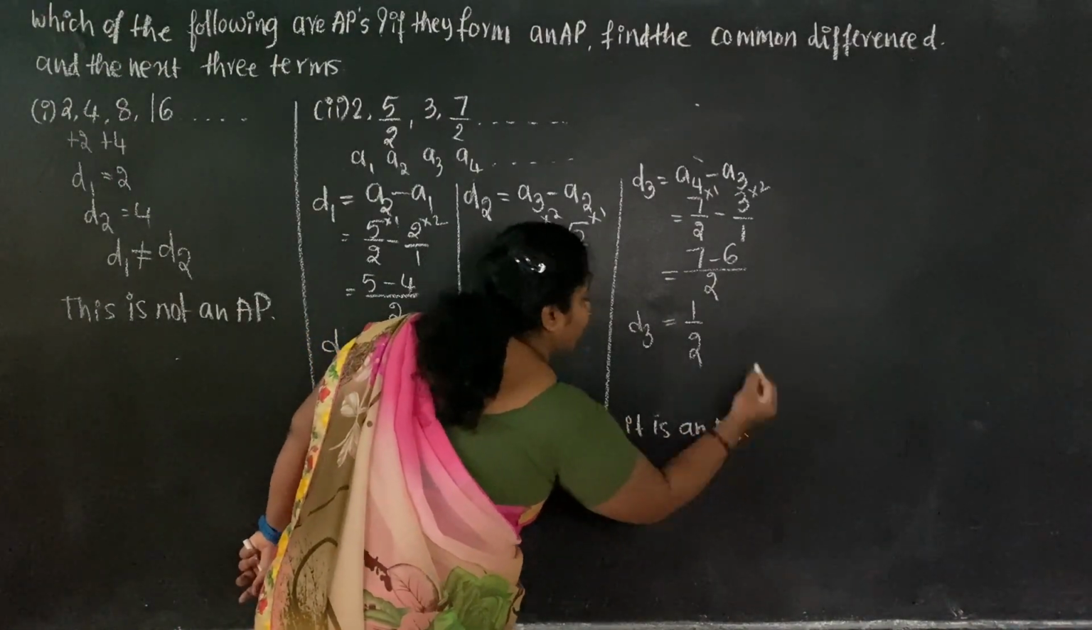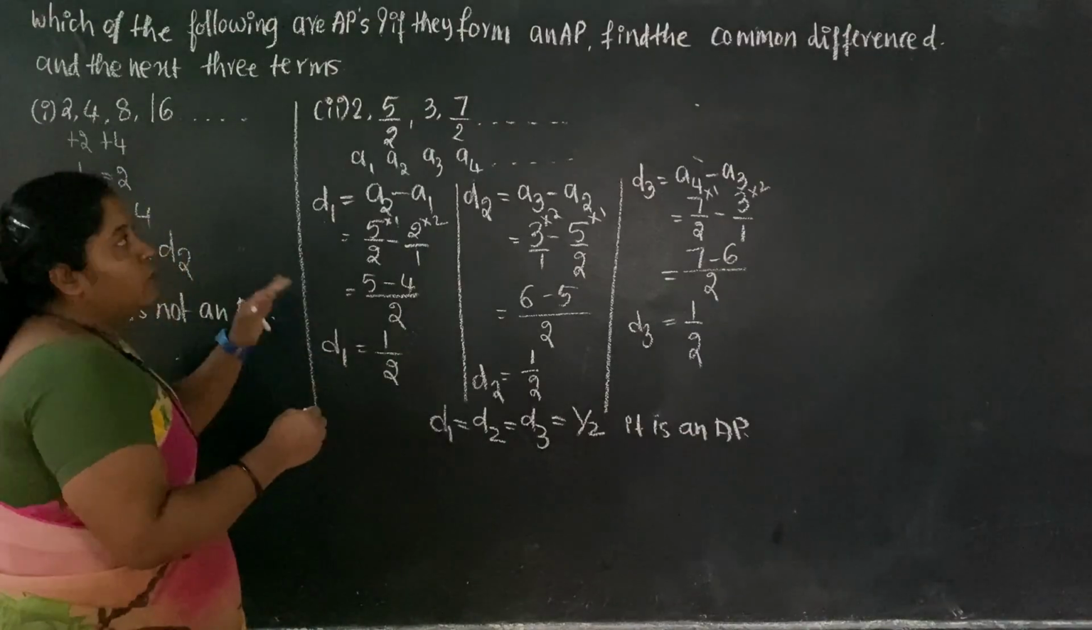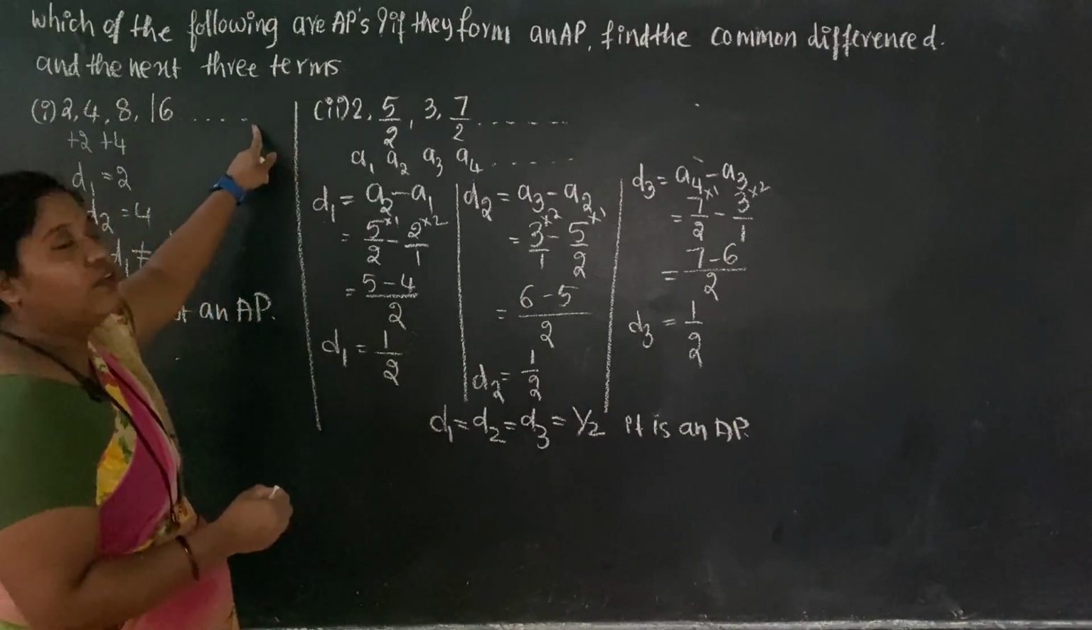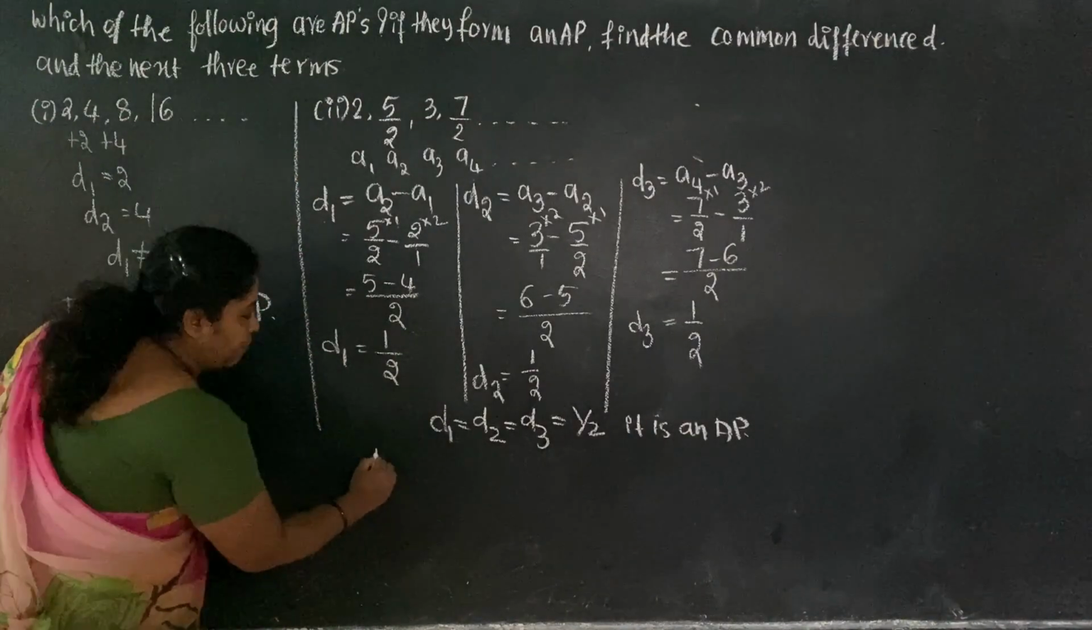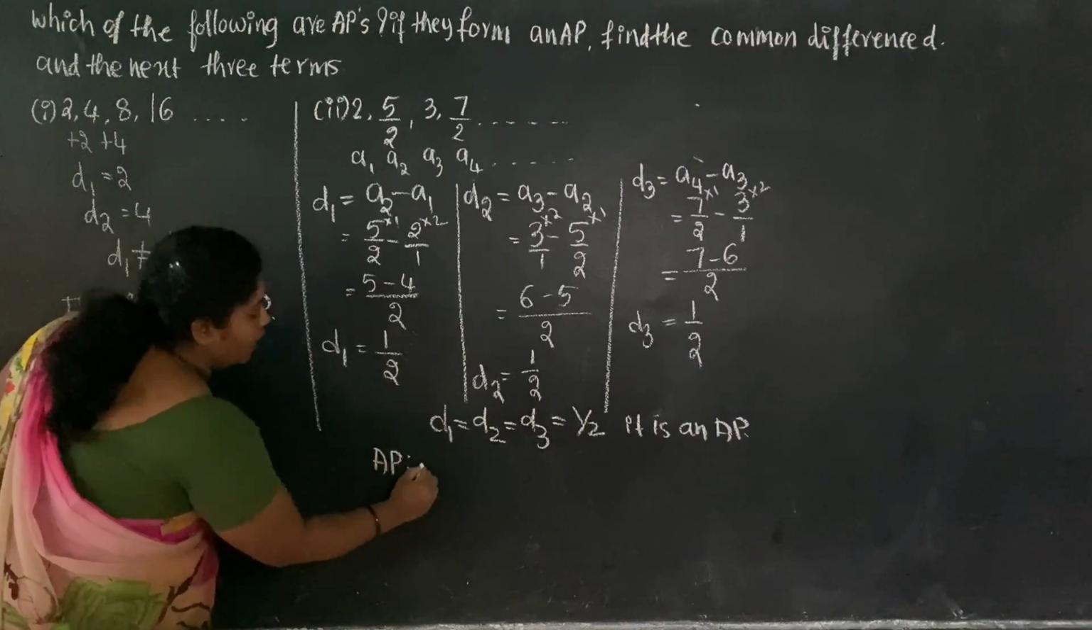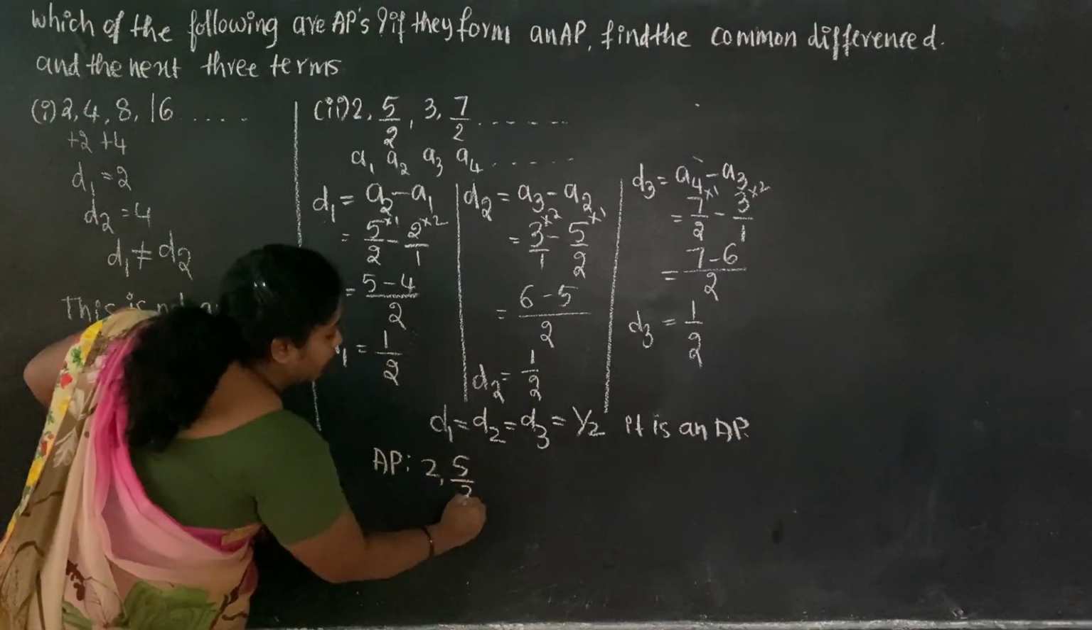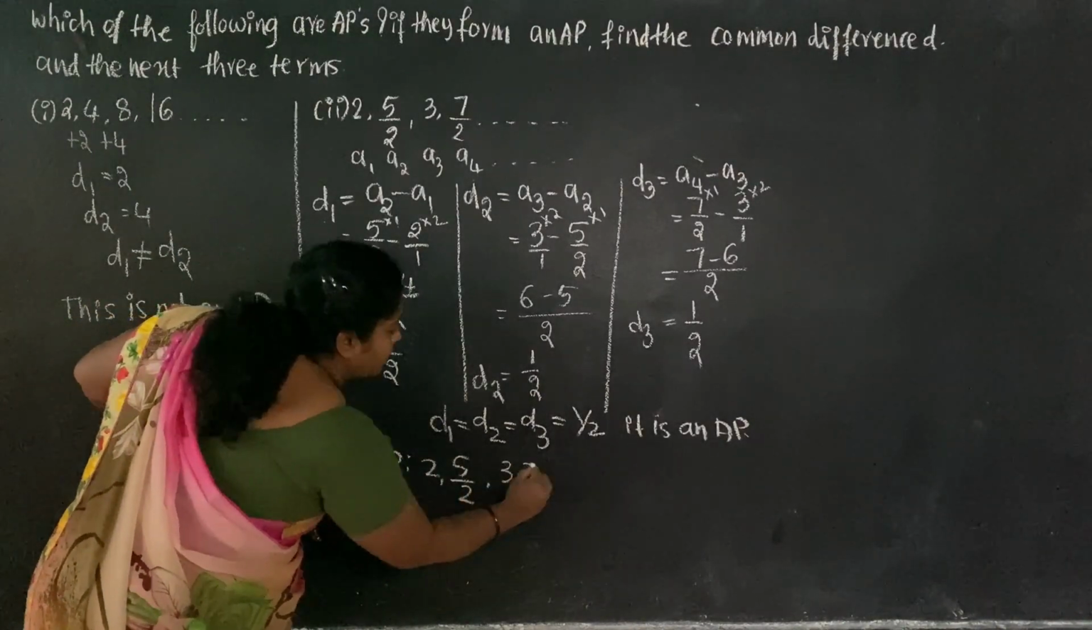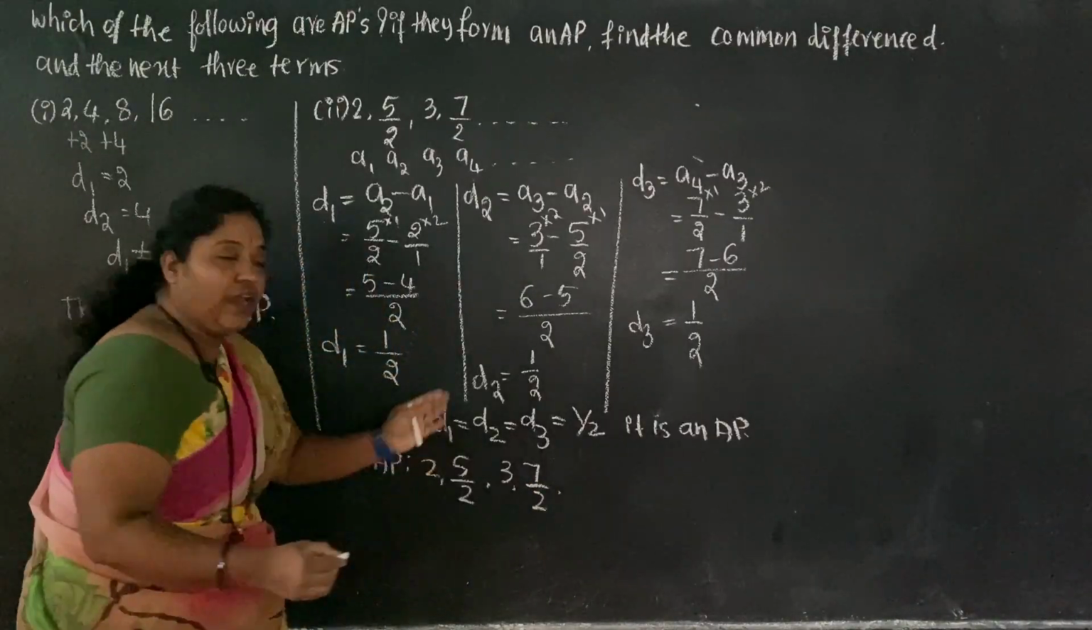Okay, so I say it is an AP. Now the question says that if it is an AP, I need to write the next three more terms. So what I'll be writing here, dear, the AP, you just see 2, 5/2, 3, 7/2, write the next term.